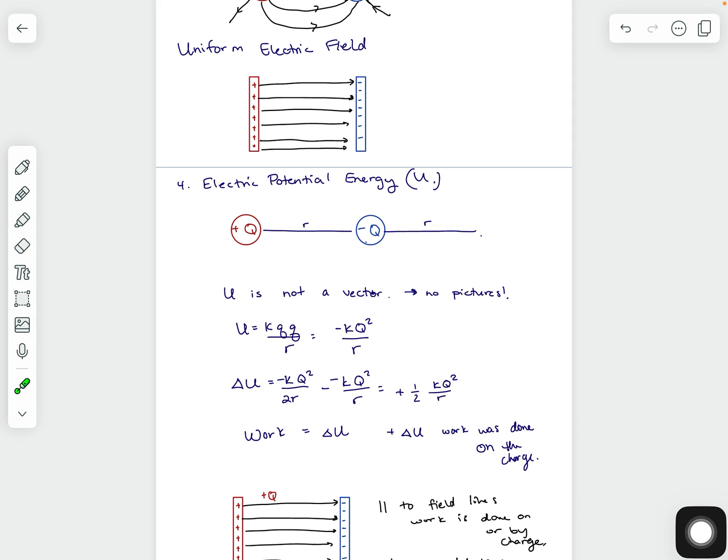So what we're going to do is find out what U is, and U is equal to K QQ over R. For the situation I have here, where they're r apart, we have a negative kq squared over r. So now when you would have them in a line or you would have them in a triangle, you would not care about the direction. You would just add them up and plug in negatives if there is a negative.